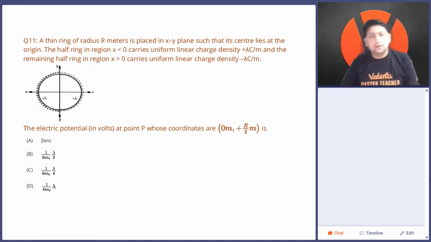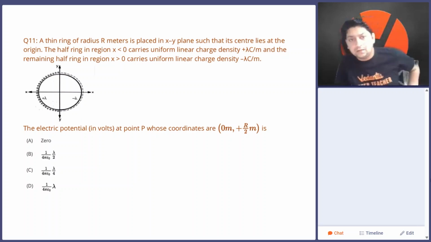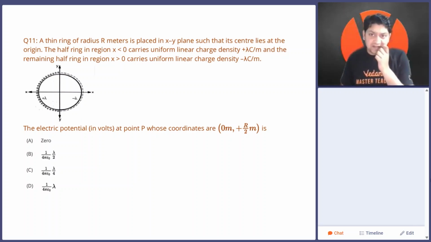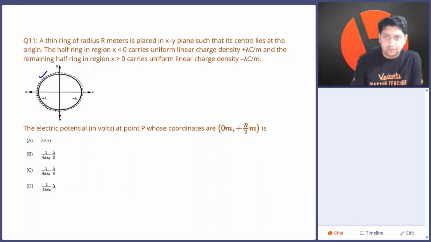Next question: a thin ring of radius r meters is placed in xy plane such that its center lies at the origin. The half ring in region x less than 0 carries uniform linear charge density plus lambda. It means this portion is positively charged, and the remaining half ring x greater than 0 carries uniform linear charge density of minus lambda. Over here negative charge is present. The electric potential at point whose coordinates are 0 and r by 2. Okay, so at this point we need to figure out the potential. Now very easy question it is.